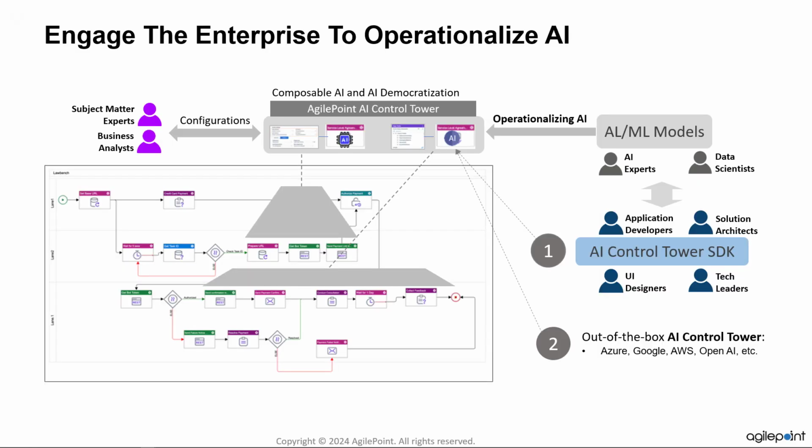Now, if you're learning about the AI Control Tower for the very first time and haven't seen the other videos on this topic, be aware that it is a framework that AgilePoint provides. There are a number of out-of-the-box integrations into leading AI services, things like Azure Machine Learning, as well as Amazon SageMaker, but feel free to bring your own model through the extensible framework.